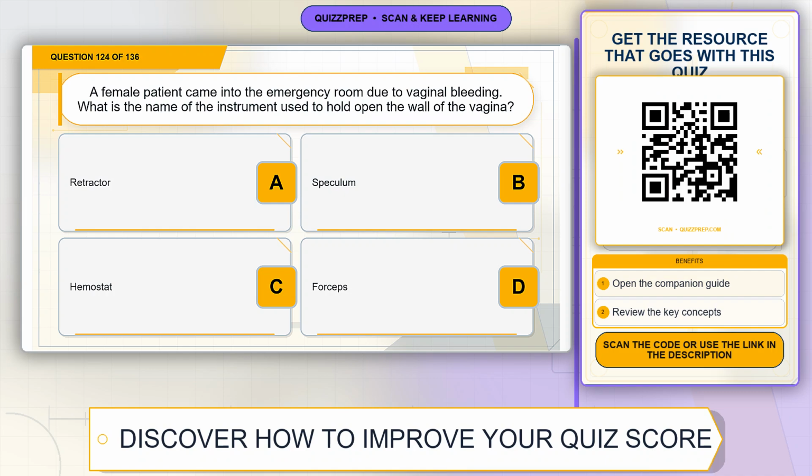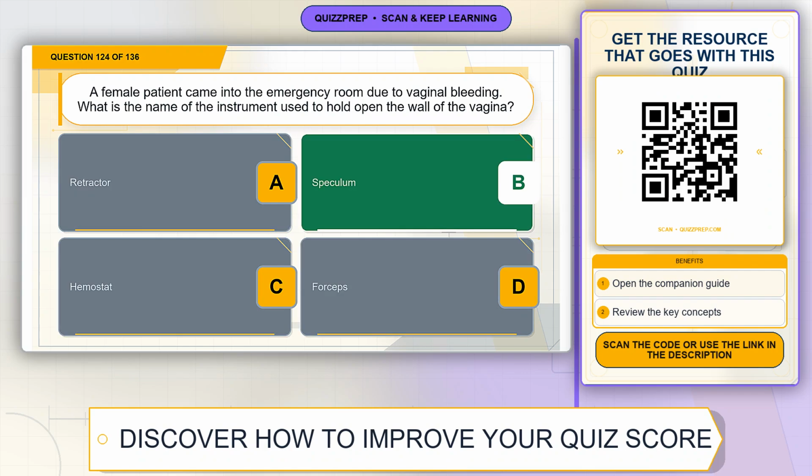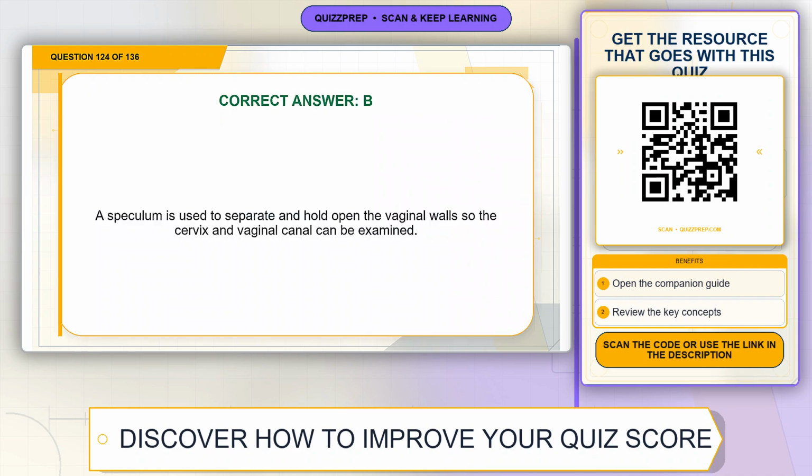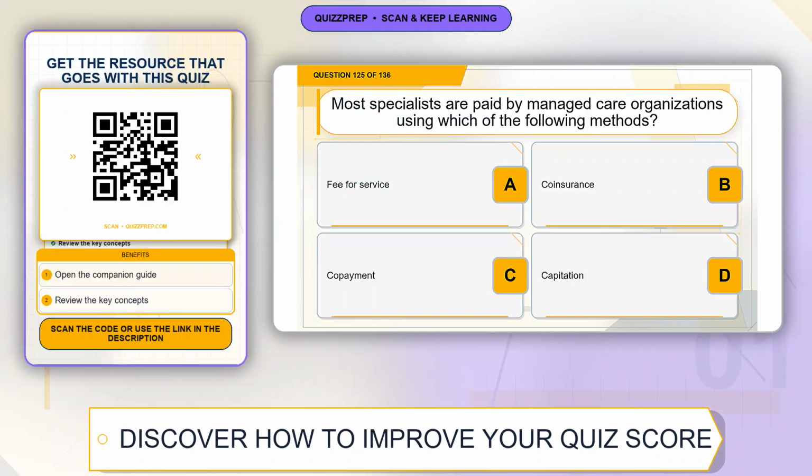Question 124. A female patient came into the emergency room due to vaginal bleeding. What is the name of the instrument used to hold open the wall of the vagina? Option A, retractor. Option B, speculum. Option C, hemostat. Option D, forceps. The correct answer is option B, speculum. Explanation. A speculum is used to separate and hold open the vaginal walls so the cervix and vaginal canal can be examined.